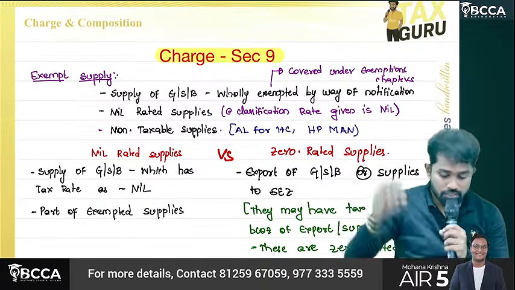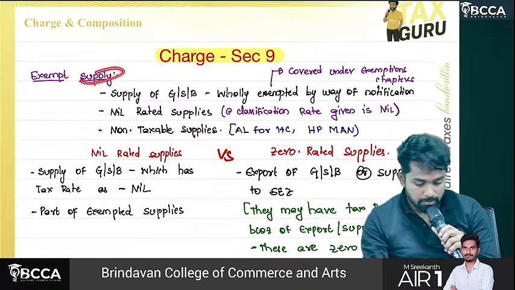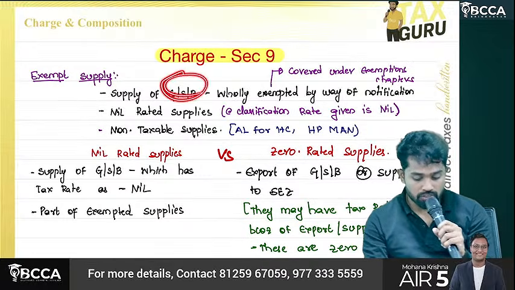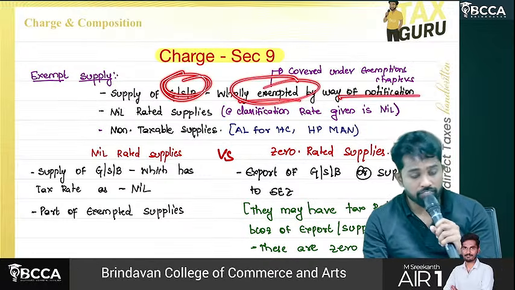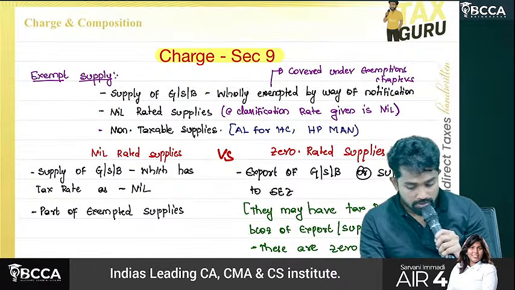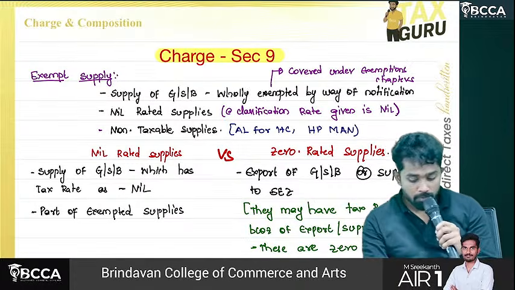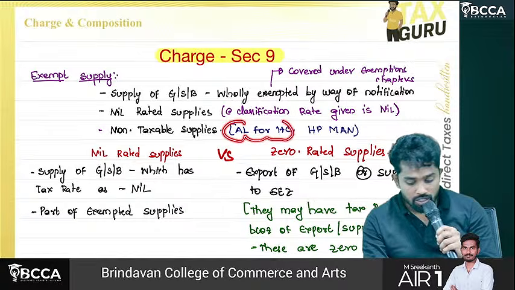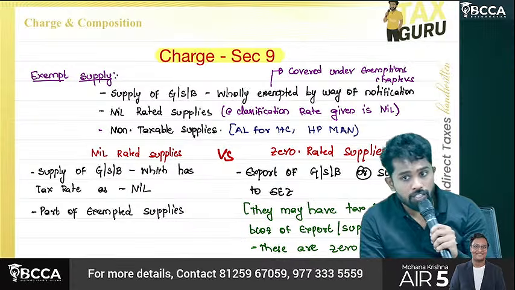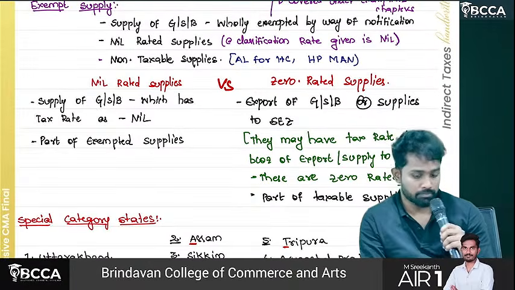Sir, we are under the charge chapter now. What is mentioned here? Exempted supply. What is meant by exempted supply? Exempted supply means supply of goods, services or both which are wholly exempted by way of notification, nil rated supplies and even non-taxable supplies. Nil rated supplies are those for which the tax rate itself is nil. Non-taxable supplies means alcoholic liquor for human consumption and HP-man. HP-man means high-speed diesel oil, petroleum crude, motor spirit, aviation turbine fuel, natural gas.